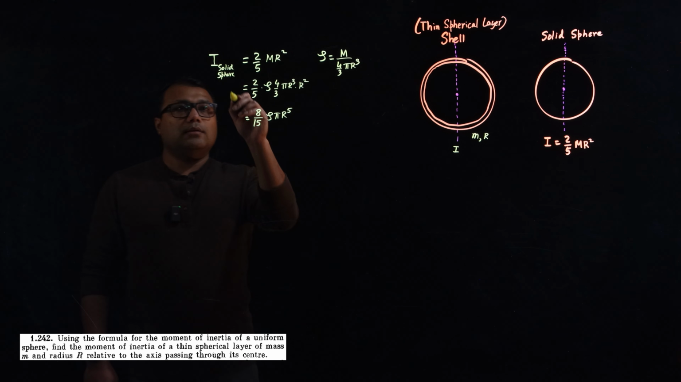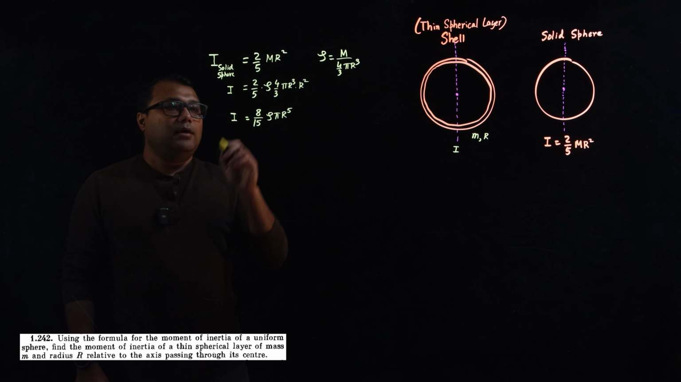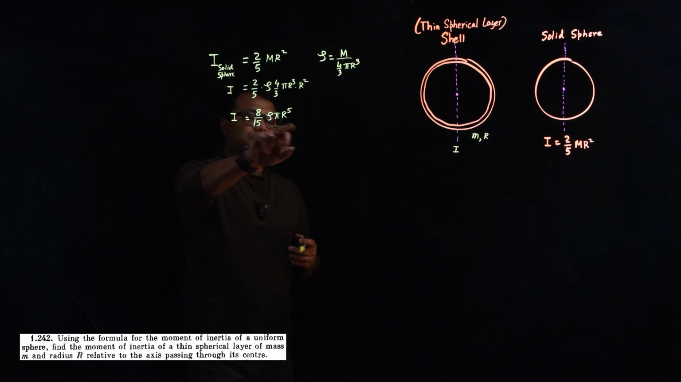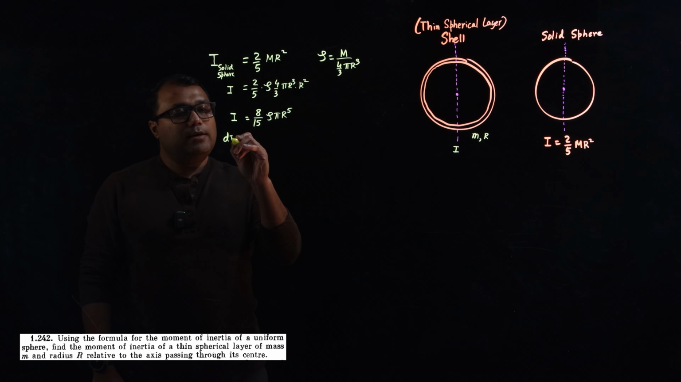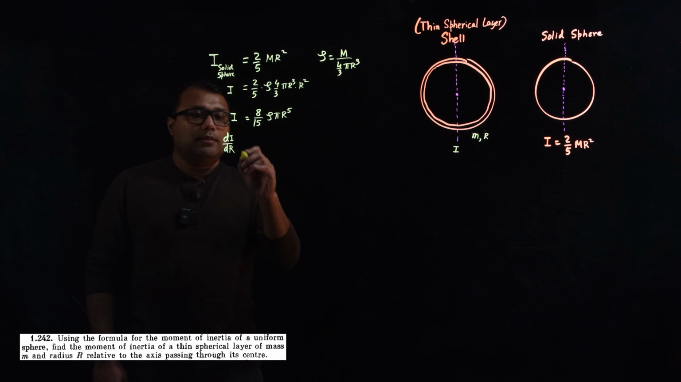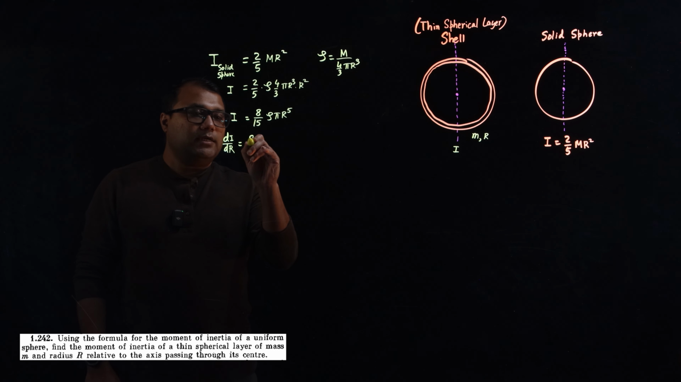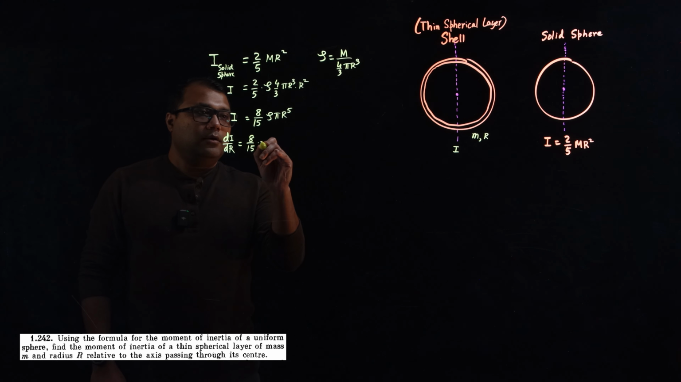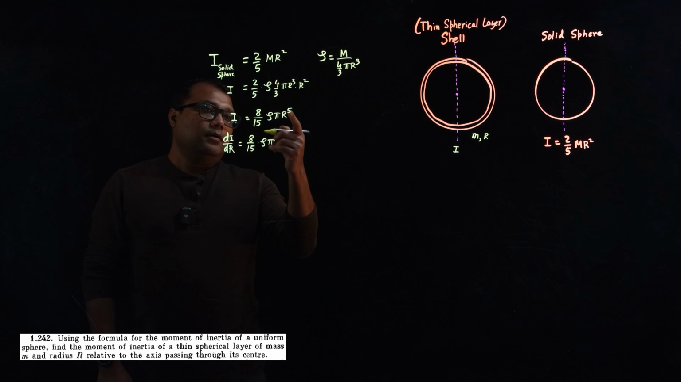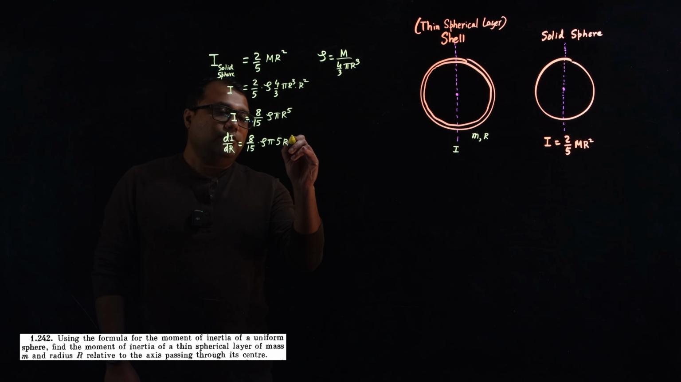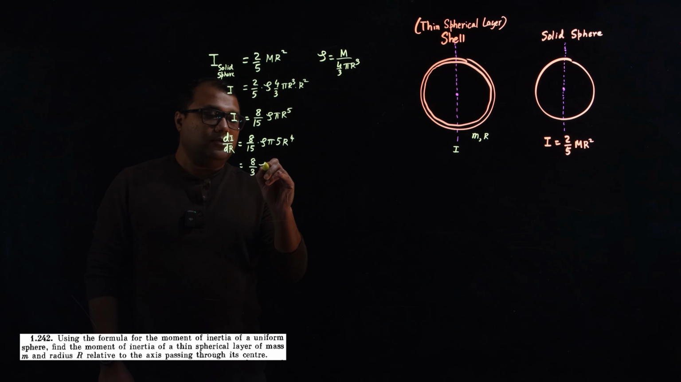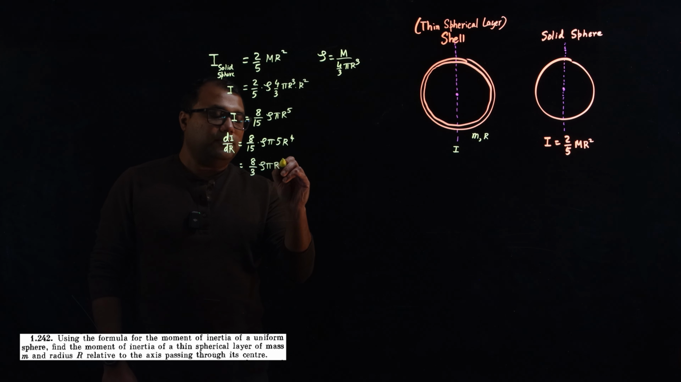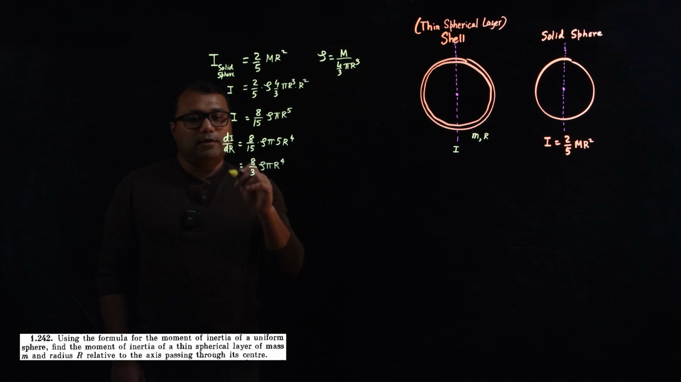Now, let us say this is I. If I differentiate I with respect to r, di dr, okay, then what will happen? Everything else is a constant. 8 by 15 rho pi, this will be 5 r to the power 4, or this will be 8 by 3 rho pi r to the power 4 di dr.